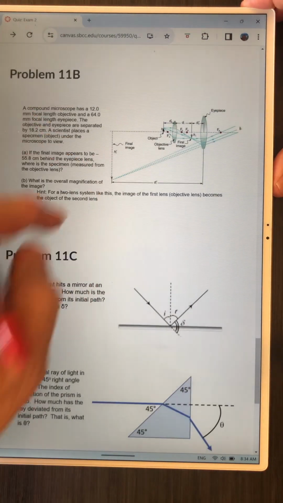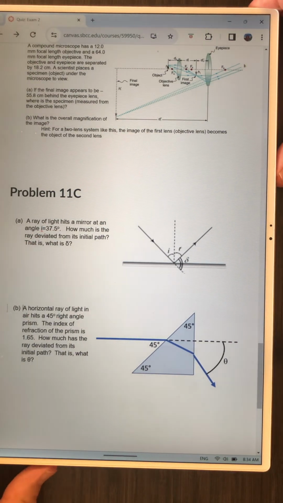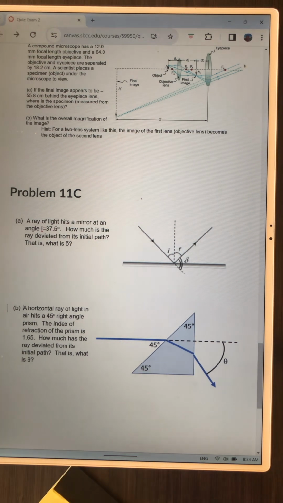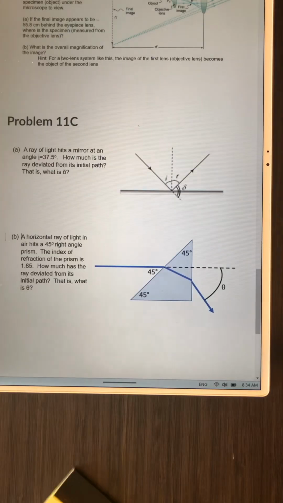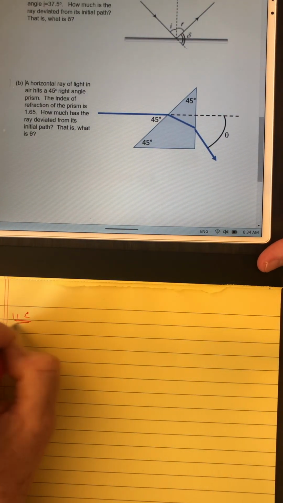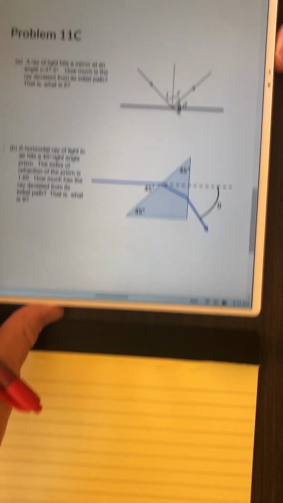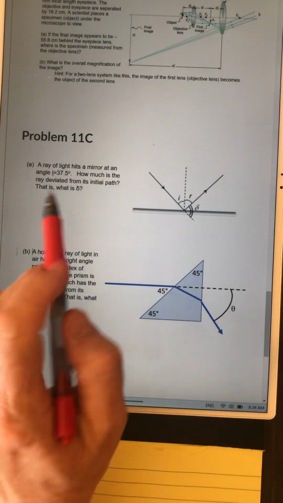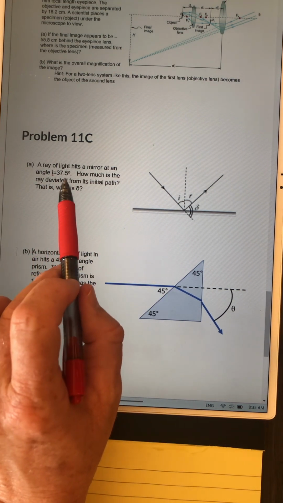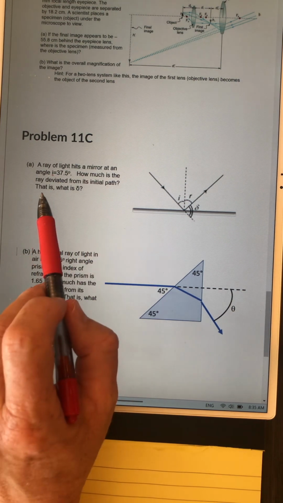All right, then on to our last one, another optics one, and this is maybe the easier of the three. I'll let you decide that, but it's again got its 2 parts, so it's kind of long here. And the first part is much easier than the second part, and that's again because reflection is much easier than refraction. So here it says a ray of light hits a mirror and the incident angle, call it angle I, is 37.5 degrees. How much is the ray deviated?